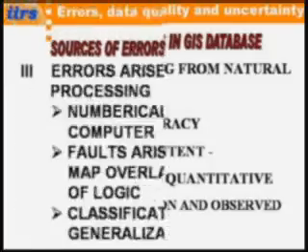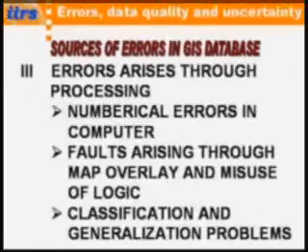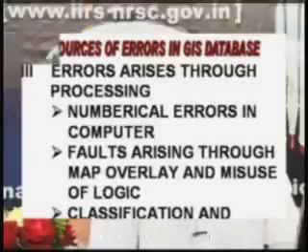Another, third type of errors is errors that arise through processing. As I said earlier, if the GPS can measure up to 10 meters or 1/10 of a meter, and then it can be 100 meters, then according to that, your errors will differ. And another thing is you apply false overlays and misuse of logic. So that also affects. Errors also come from classification and generalization. As I mentioned earlier, the more generalization you do, the more error you get.